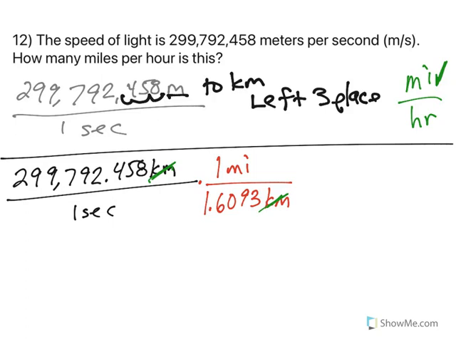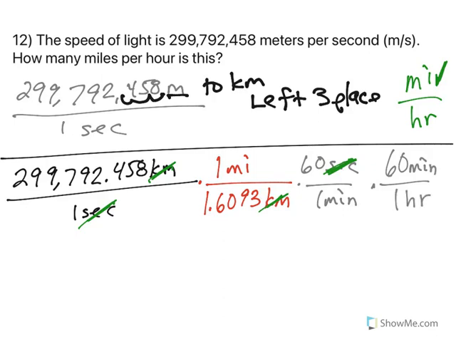Now I go to the denominator and say, okay, I have seconds. How do I change seconds to hours? Well, 60 seconds is 1 minute. So that allows me to get out of seconds, but now I'm in minutes. I'm still not in hours. So I have one more step where I say, well, I know that 60 minutes is 1 hour. Now my minutes cancel out. Now my denominator unit is hours, and now I'm ready to rumble.